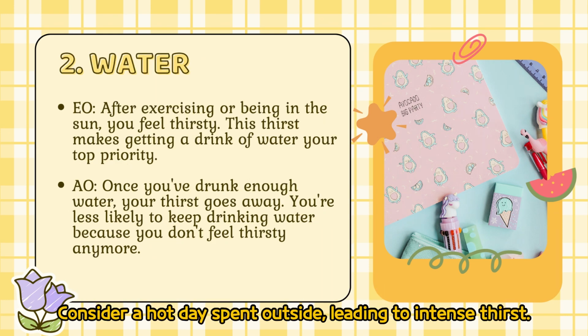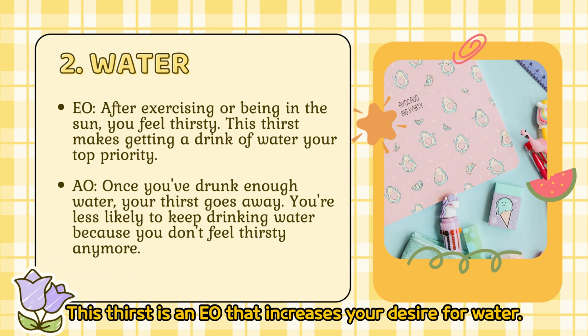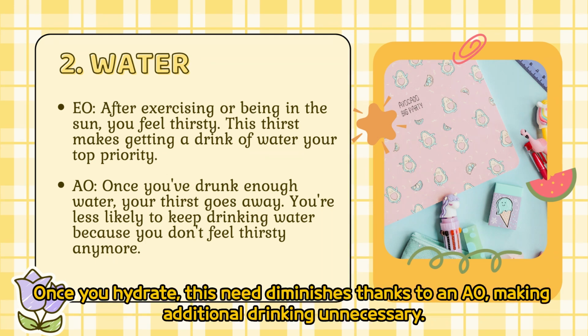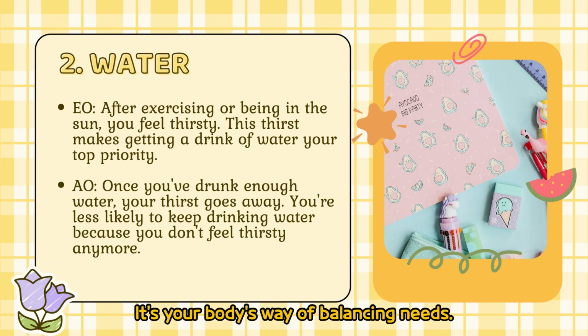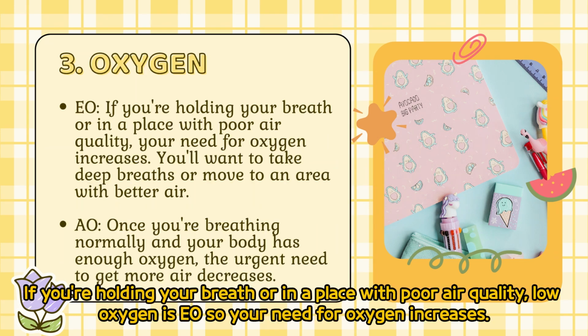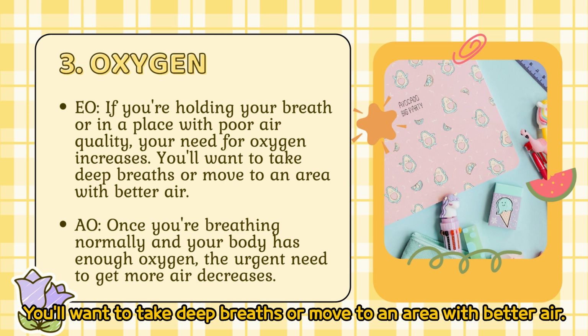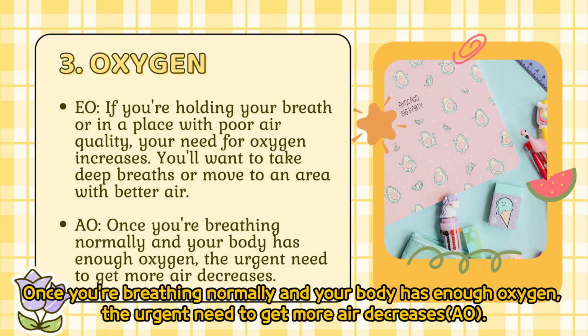Consider a hot day spent outside, leading to intense thirst. This thirst is an EO that increases your desire for water. Once you hydrate, this need diminishes thanks to an AO, making additional drinking unnecessary. It's your body's way of balancing needs. If you're holding your breath or in a place with poor air quality, low oxygen is an EO, so your need for oxygen increases. You'll want to take deep breaths or move to an area with better air. Once you're breathing normally, and your body has enough oxygen, the urgent need to get more air decreases, AO.